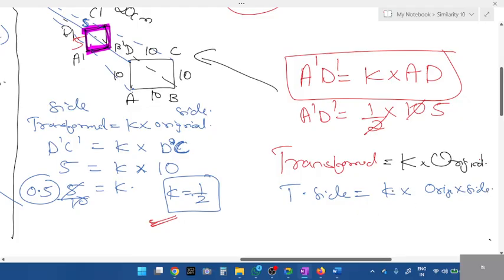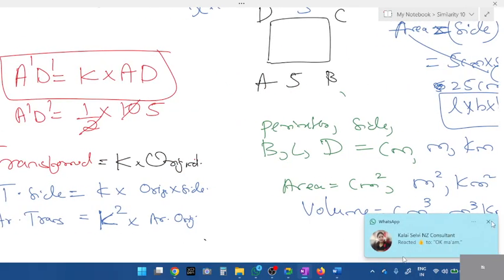Next, for area it is not k. For area, look here, area of transformed image is equal to k square. Whatever scaling factor you get, you have to double it. For example, k is equal to 5. For area it will be doubled, k square into area of original figure. For volume it is tripled.